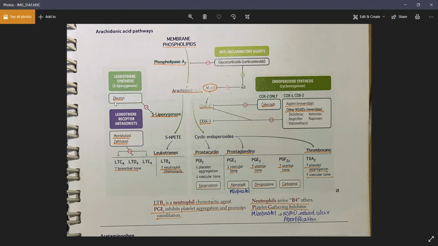Then you have the drug zileuton, and please note that zileuton inhibits the lipoxygenase enzyme, okay, but montelukast and zafirlukast will inhibit the receptors for the leukotrienes. So zileuton inhibits the formation of leukotrienes, and montelukast and zafirlukast inhibit the action of the leukotrienes, right? Very important to note.